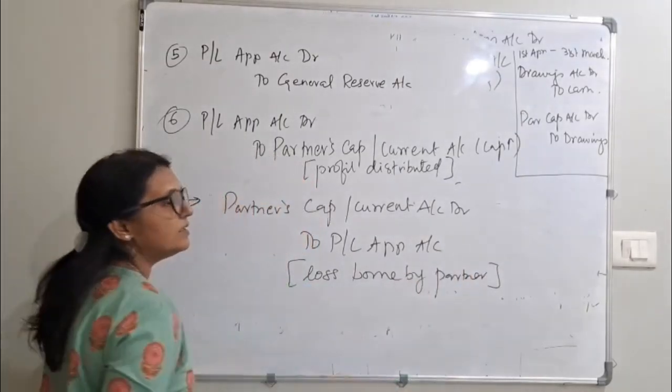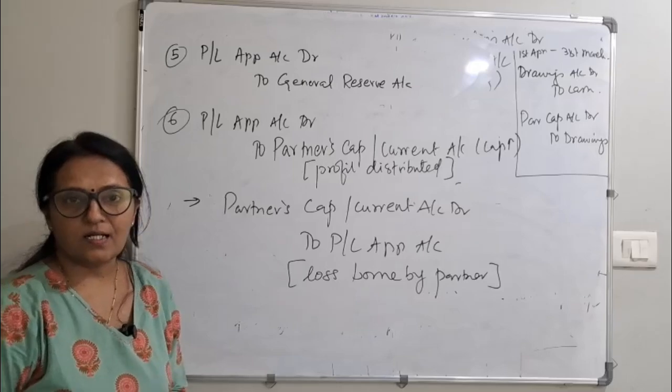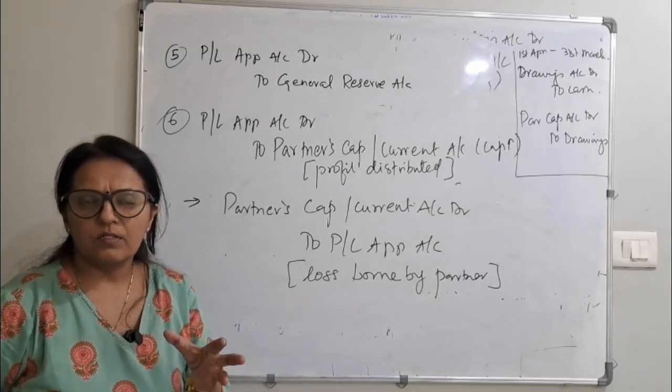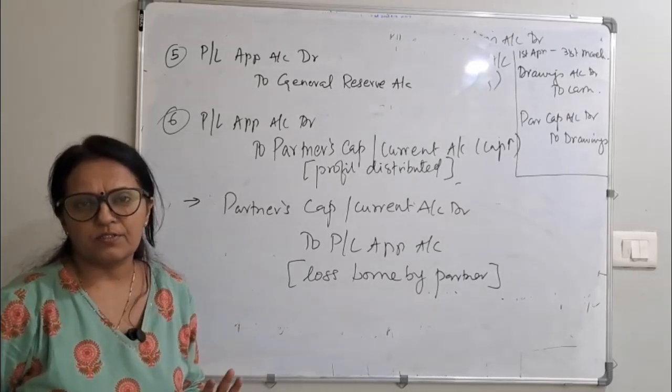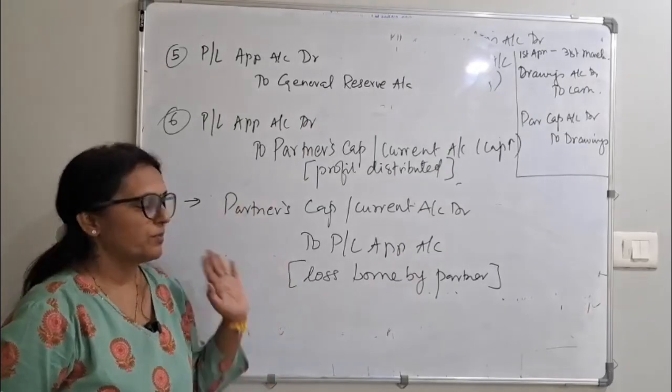Next we are going to do the ledger, that is account. Always if the journal entry is good, you will remember the ledger. You need not mug up the ledger. Copy down this.